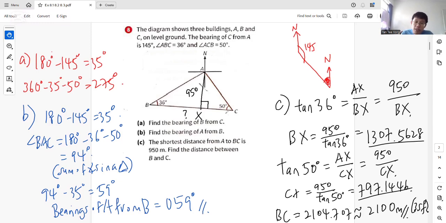Okay, so just take note for BC, there are a lot of ways to do it, honestly. You can actually do it using sine rule or cosine rule.